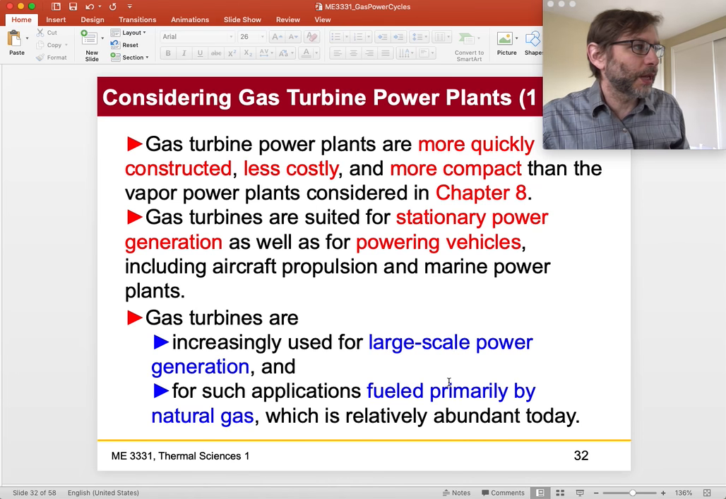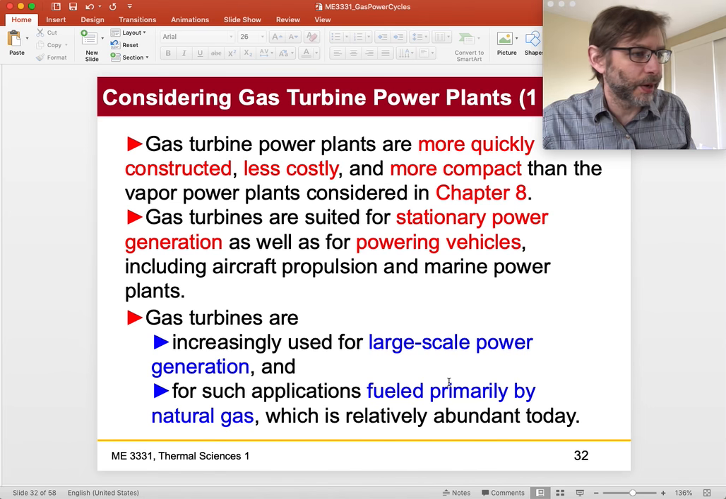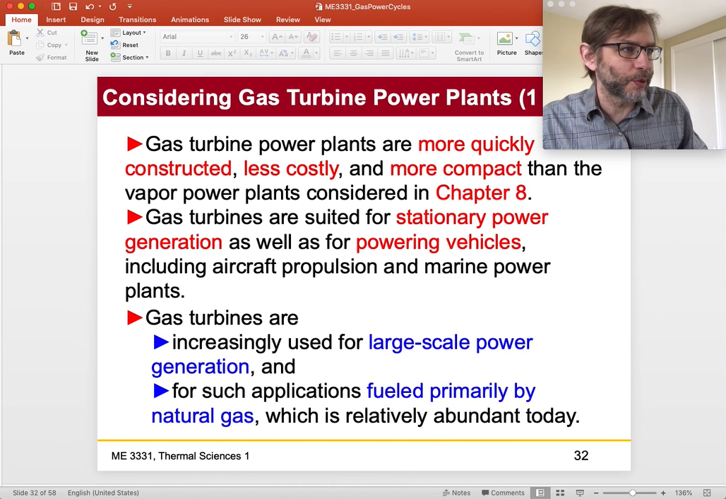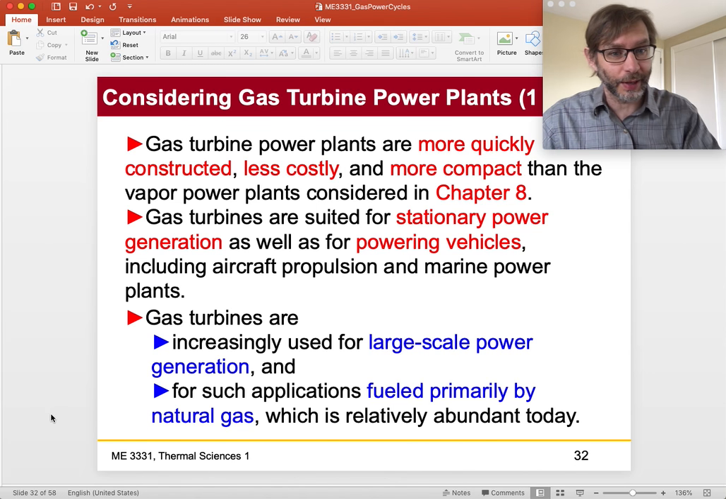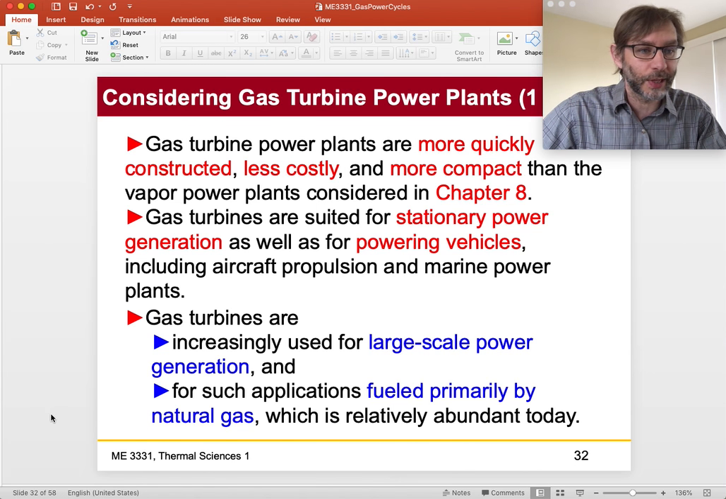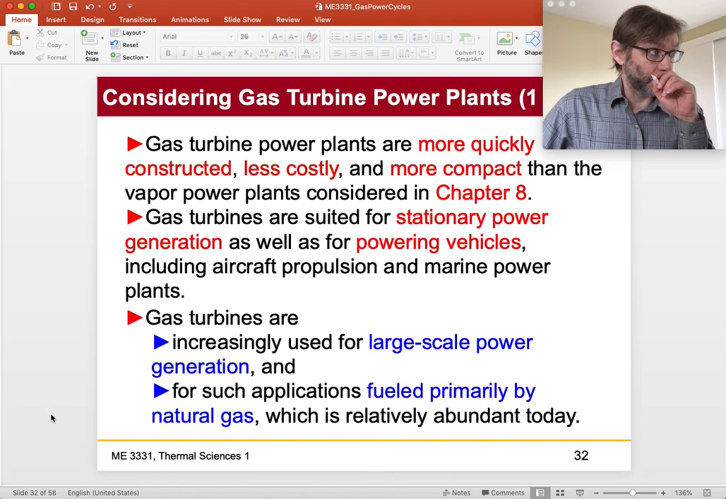Okay? So today I'm going to blow through quite a few slides here. You can see we're on 32 of 58. So I'm going to go through 32 to 58 and do an example at the end of the lecture. Okay, so that's my goal within this 50-minute block. Okay, so here we go.